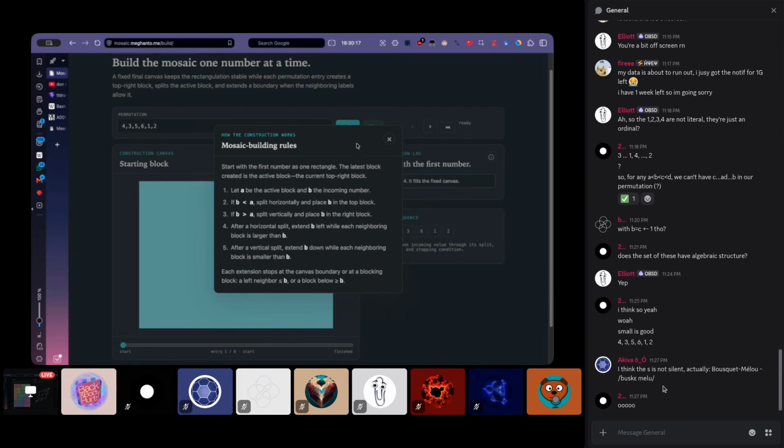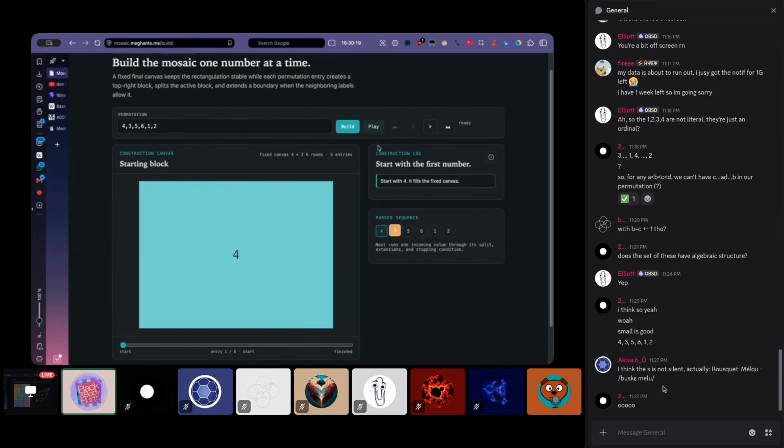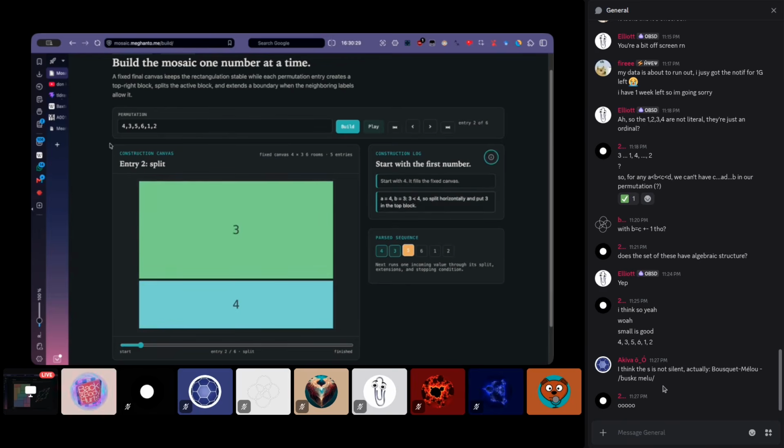Let's see where that takes us. So we start with 4 because that's our first number. The next block is 3. 3 is smaller than 4, so we slice it horizontally and put 3 on top. Then 5 is bigger than 3 because 3 is our active block now.